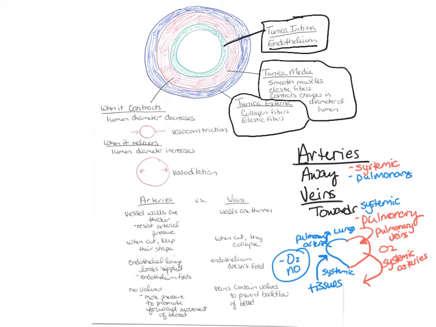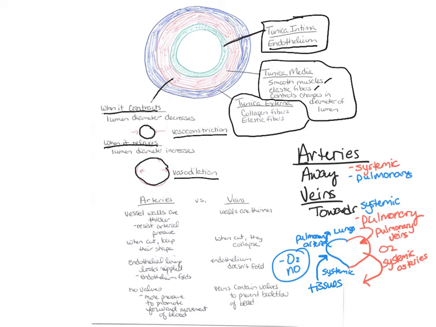The tunica media is the middle layer. It contains smooth muscles, and also it contains a lot of elastic fibers. And when these smooth muscles contract, it's going to decrease the diameter. It's going to make that diameter smaller, and we call that vasoconstriction. And when the smooth muscles relax, then the lumen diameter will increase and the lumen will get bigger when those muscles relax, and we call that vasodilation.